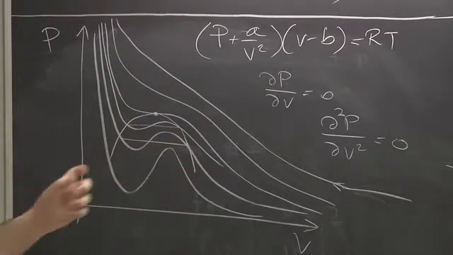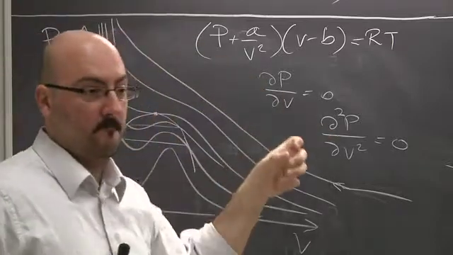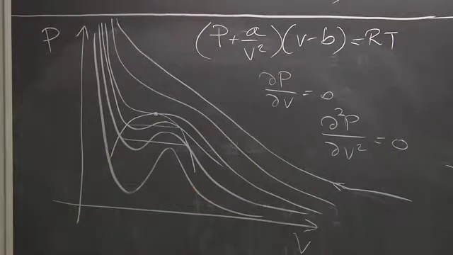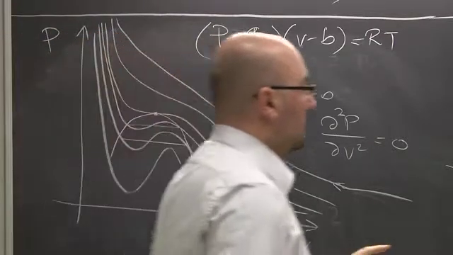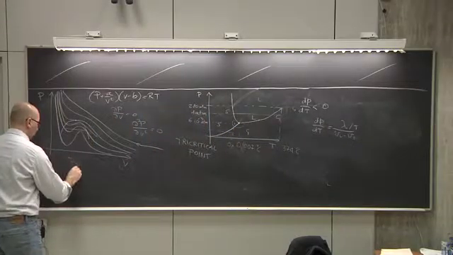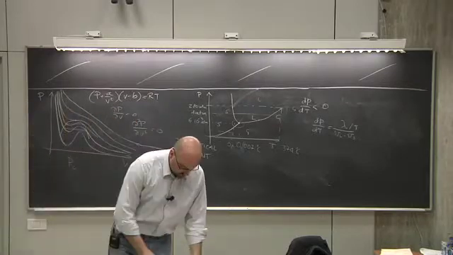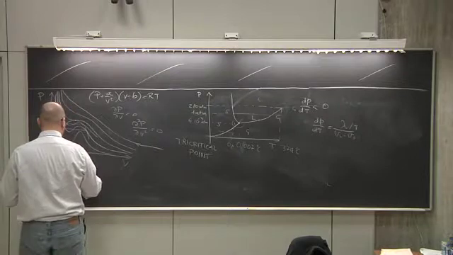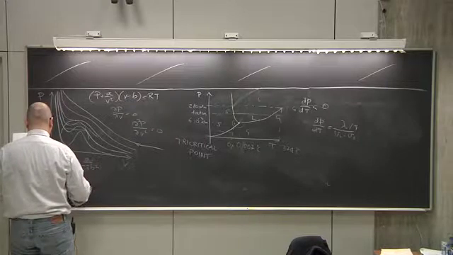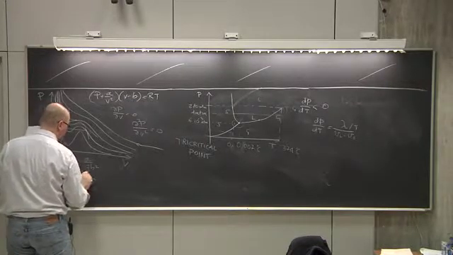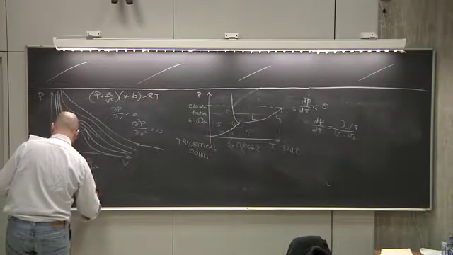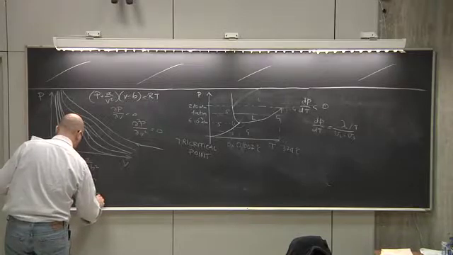So we have three equations, 1, 2, and 3, and we can solve for the three variables. So there is a critical pressure, which you can find by solving the equation. It's A divided by 27 B squared. A critical volume, which is 3 times B. And a critical temperature, which is 8A divided by 27B times R.